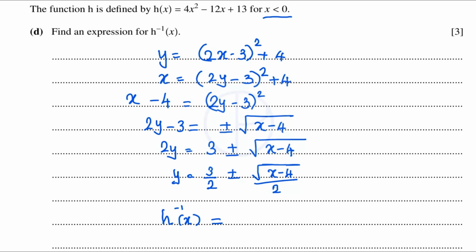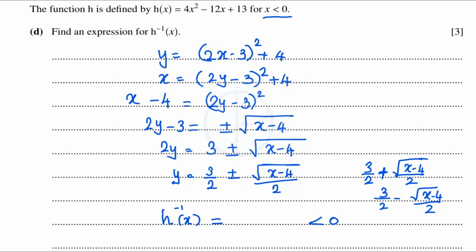The domain of h of x is nothing but the range of h inverse of x. So the range of h inverse of x should be less than 0. Okay. So out of these two values, which is less than 0? This is one value, and 3 over 2 minus square root of (x minus 4) divided by 2 is another value.